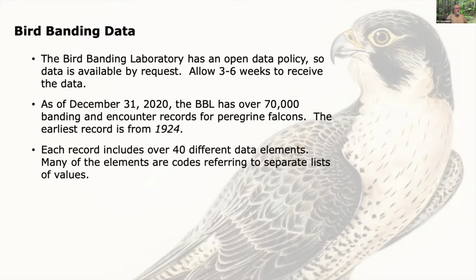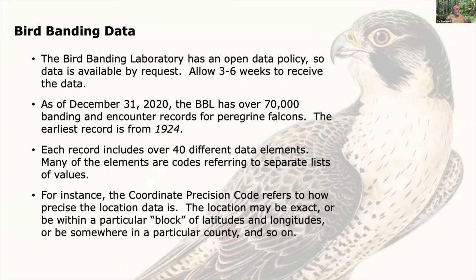Each of the banding records contains 40 different data elements. And some of those elements actually refer to other lists of values. So it's more complicated than you might think, all the data involved, most of which I didn't include in the map, basically just the basic pieces of data for each record.